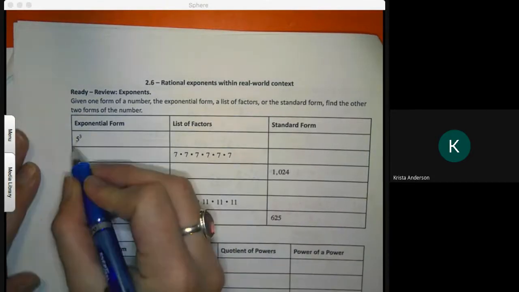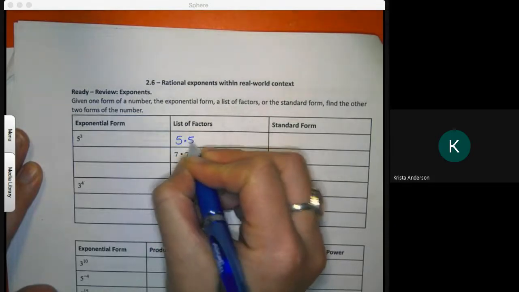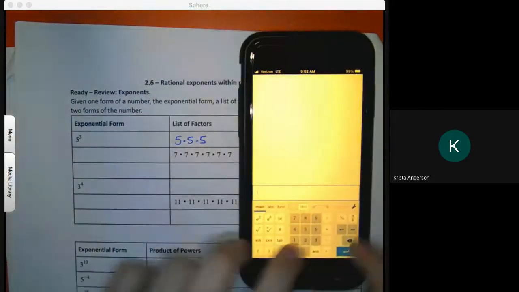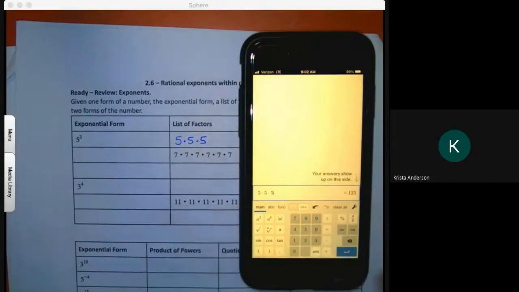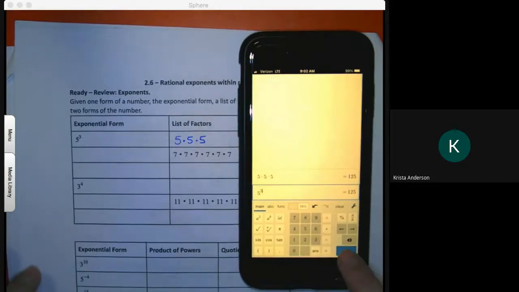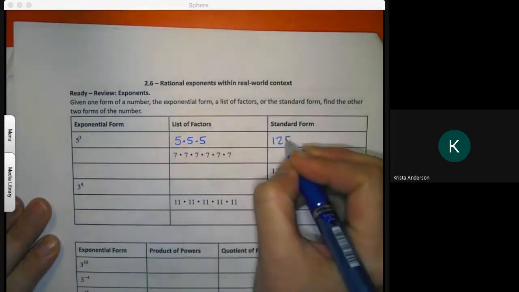So for the first one, if I have to fill in the list, it would be 5 times 5 times 5 because there are 3 of them. Then I can either type it in as 5 times 5 times 5, the long way, or I could do 5 to the power of 3. You could pick either way to enter it, whichever's faster. And it should be in standard form as 125.